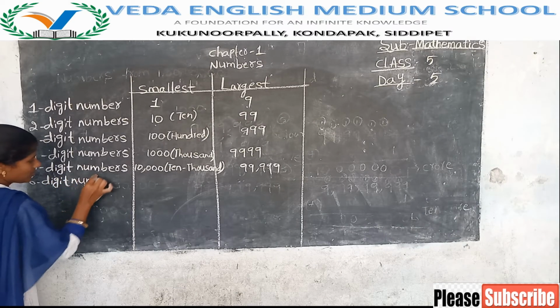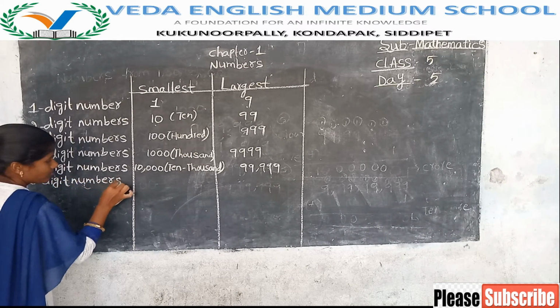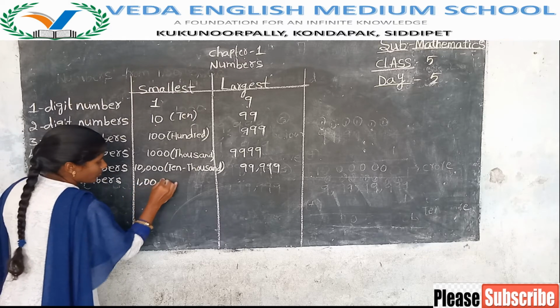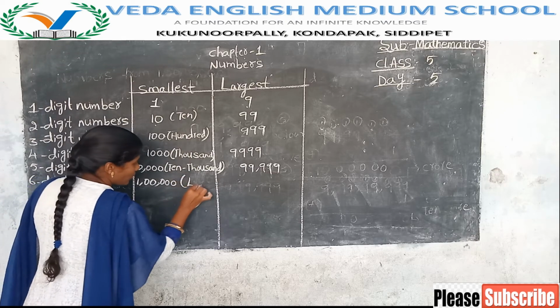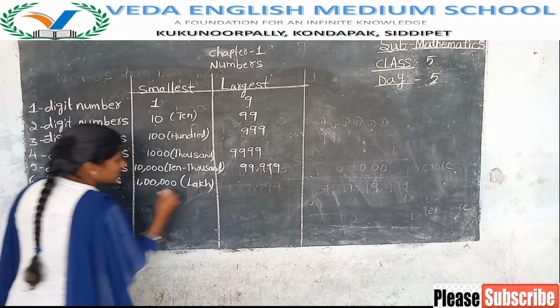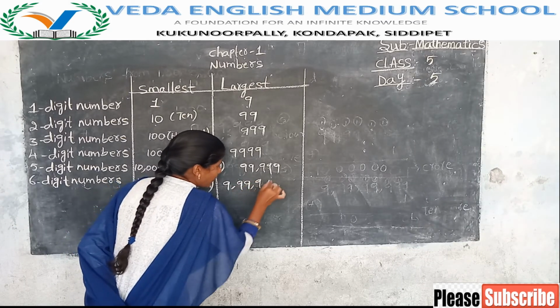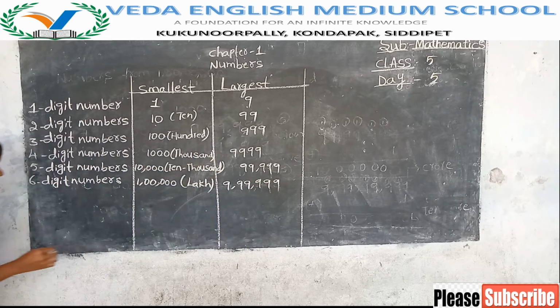6 digit numbers. The 6 digit smallest number is 1 lakh. It is called lakh. The 6 digit largest number is 9,99,999. Next, 7 digit number.